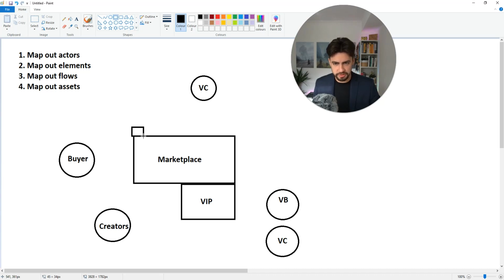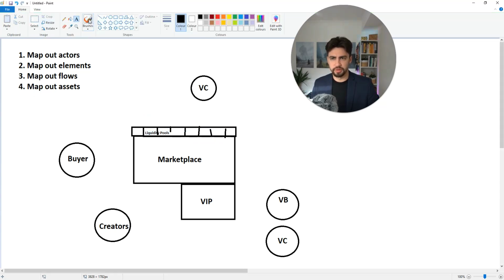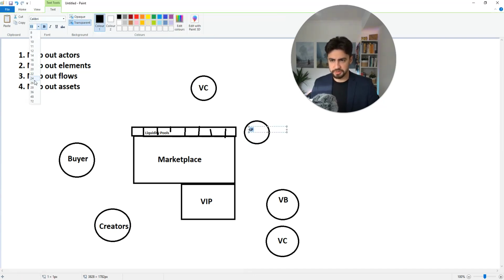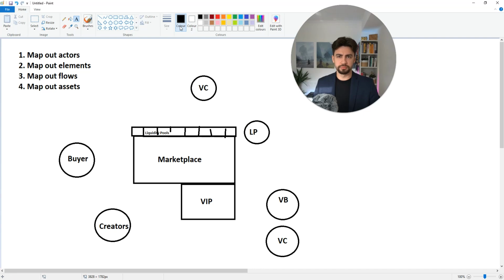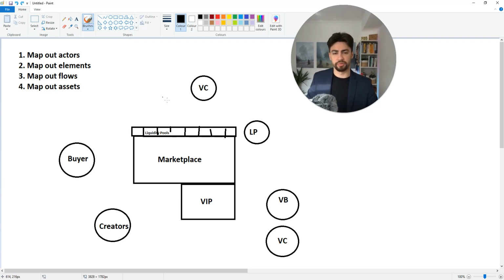So within these marketplaces, you have all of these different liquidity pools, which are for every single AI agent, if you will, right? Maybe that means that we would therefore need some LPs. Maybe we can attract external capital. So we have LPs here, just like that. There you go. So now we have mapped out all of the different actors and all of the different parts of our business, of our product, whatever we're doing.